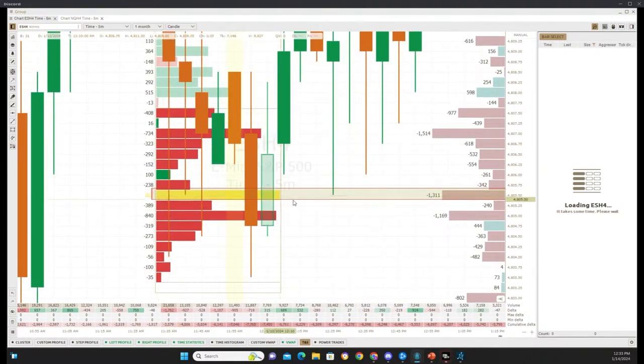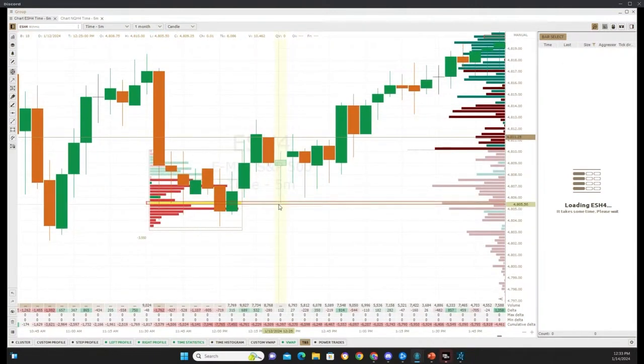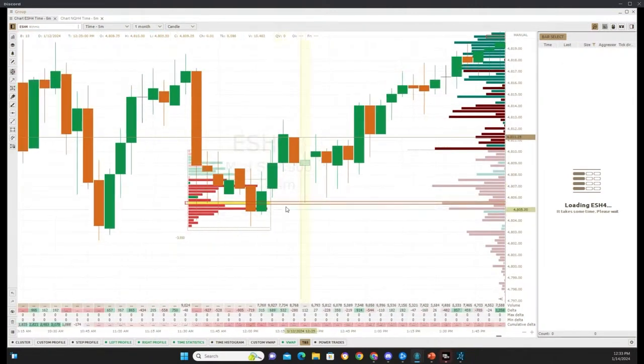Look at the POC that's being set there on the delta. Yeah, right off the right POC. It's not a bad idea to take this long. And how would I play this in terms of stop loss? Well, I see that there's a lot of sellers here. So why not put my stop loss right below this candle right here, under the delta?